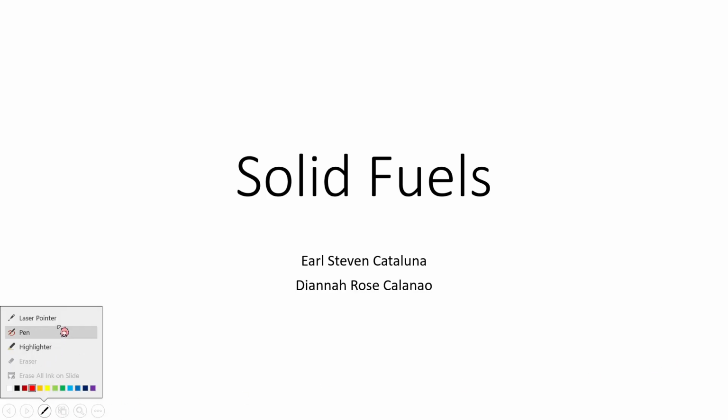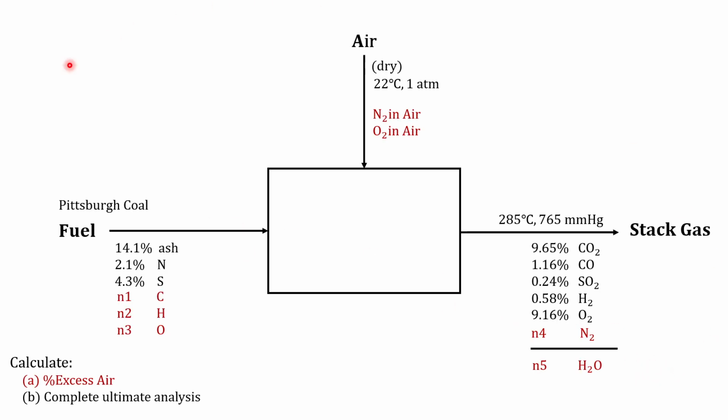Good morning. In this presentation, we are going to discuss a type 1 solid fuel problem. Here is the diagram with the given in black and the required and unknowns in red. First, we set a basis of 100 kilograms of coal.